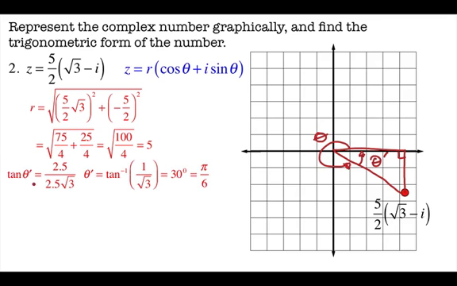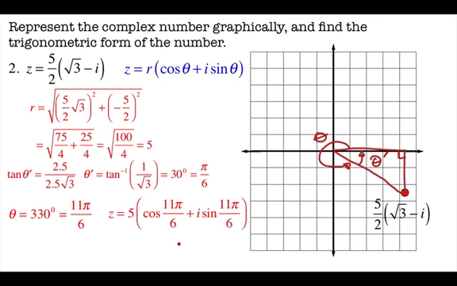So then I work with tangent to find my theta prime. This is what I end up with, 30 degrees or pi over 6. To find my theta, I take 30 away from 360, and that's how I end up with 330, or 11 pi over 6. So the complex number expressed in trigonometric form is the following. Next slide.